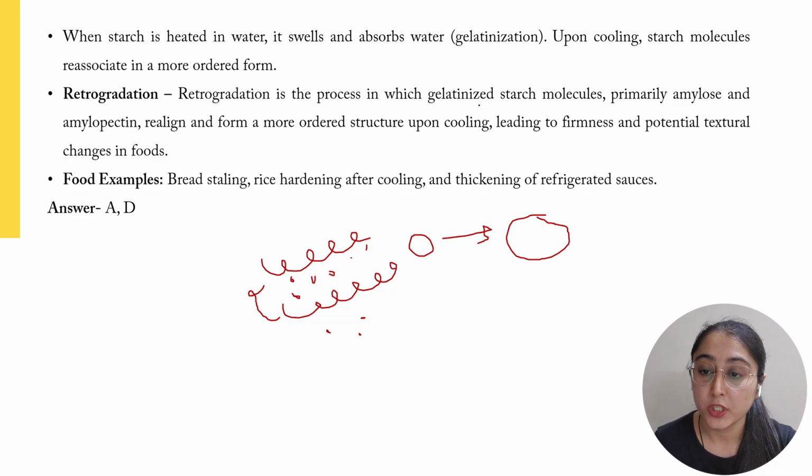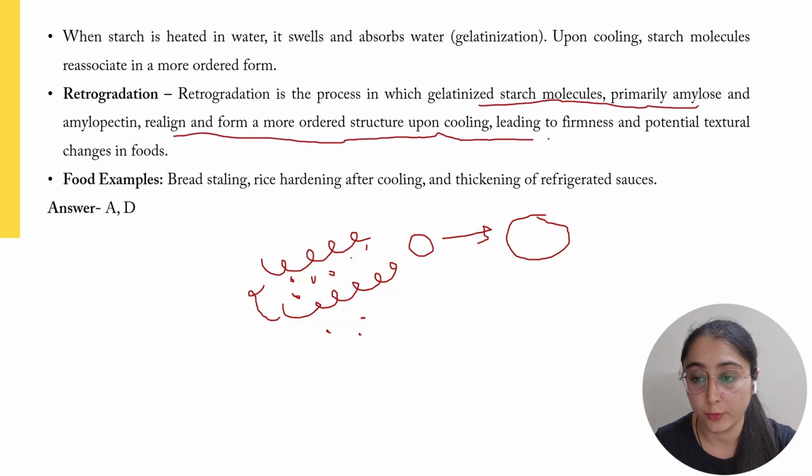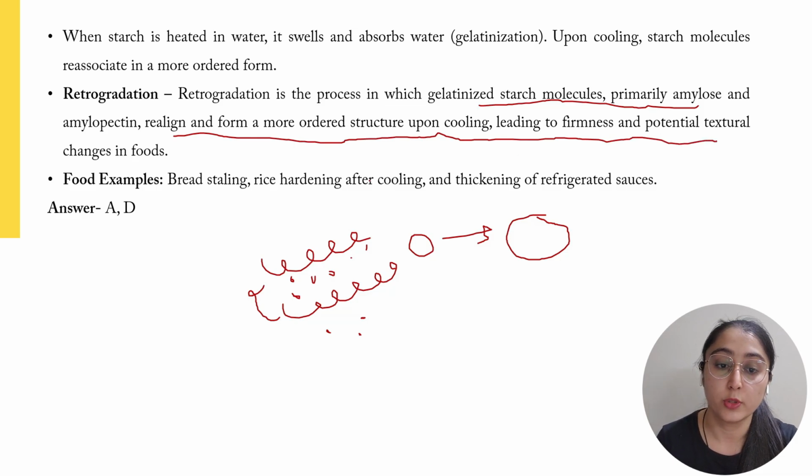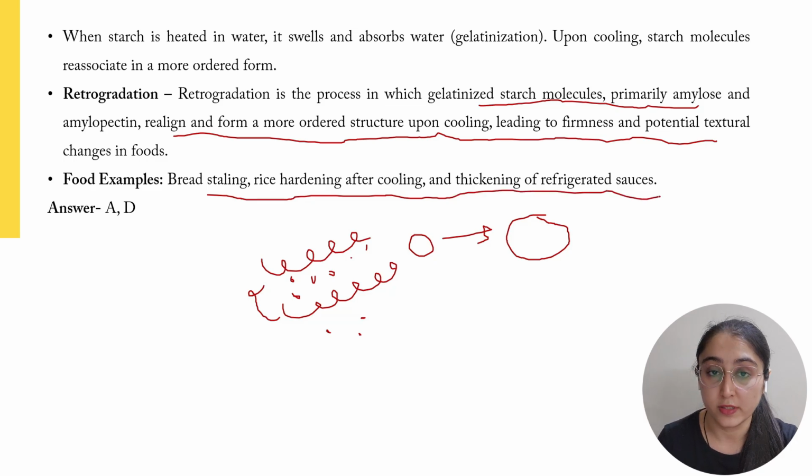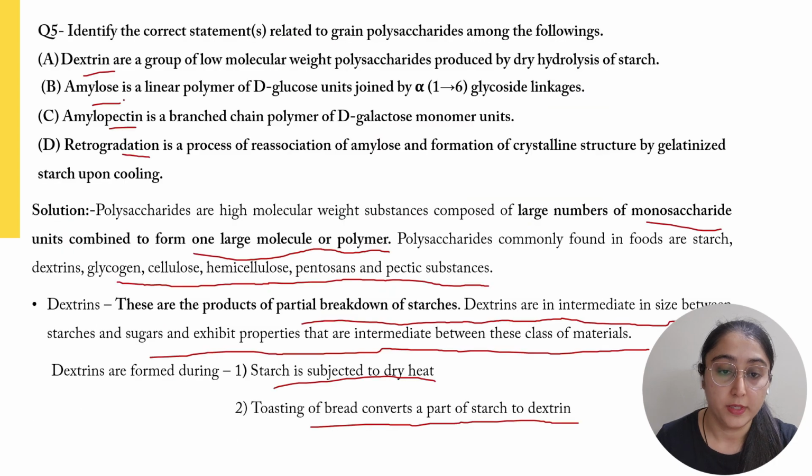So retrogradation is the process in which gelatinized starch molecules, primarily amylose and amylopectin, realign to form a more ordered structure upon cooling, leading to firmness and potential texture changes in the food. For example, in bread staling, rice hardening after cooling, and thickening of refrigerated sauces. So the correct answer to this question will be, now let's look at all these statements one by one.